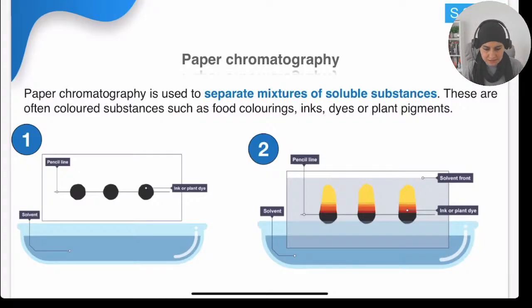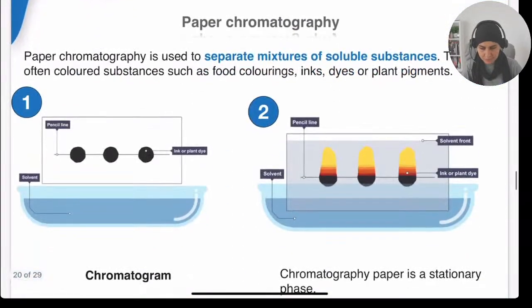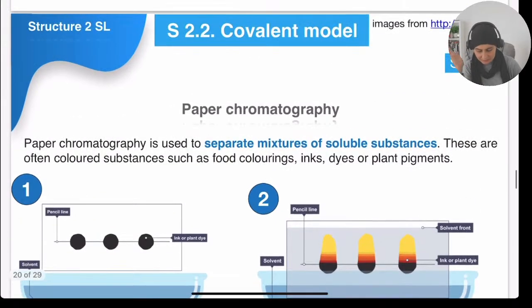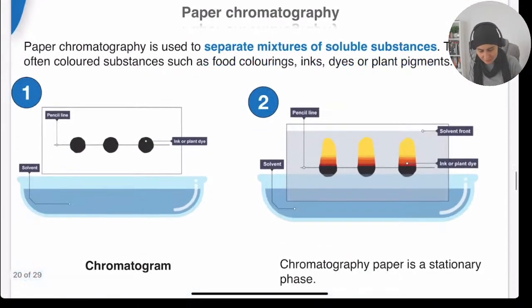So, we continue. We finished with the melting and boiling points. Next, paper chromatography. Structure 2SL. Was it in structure 1SL? Yes, it was. Is it in structure 2? Yes, it is. Why? I have no idea. I'm just following the syllabus. I'll explain it real quick. Yes, let's do it real quick.